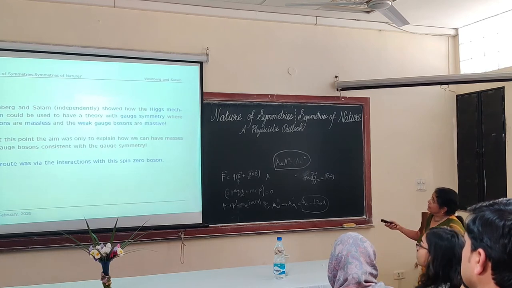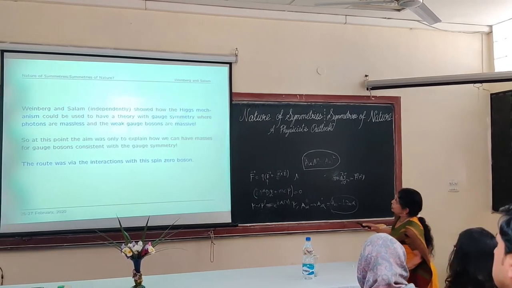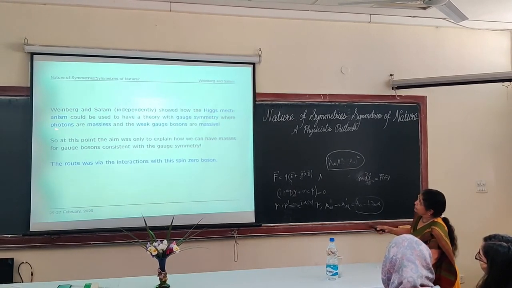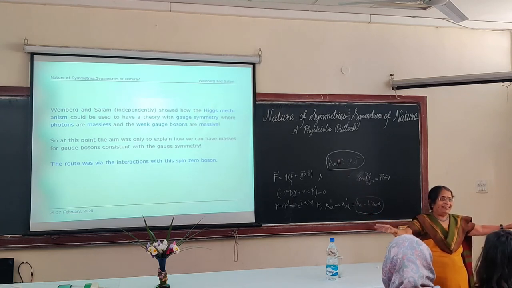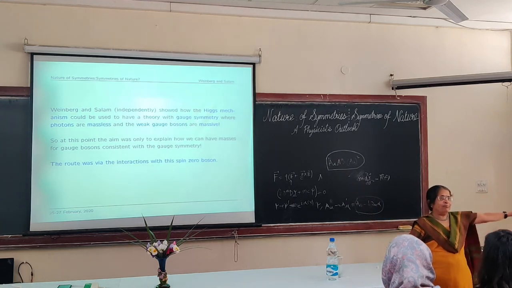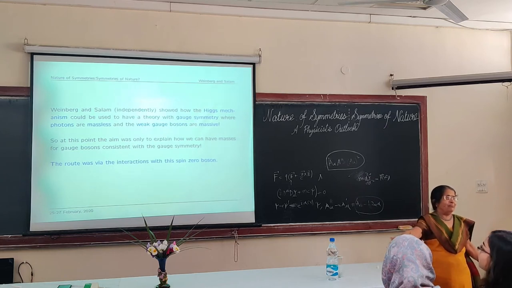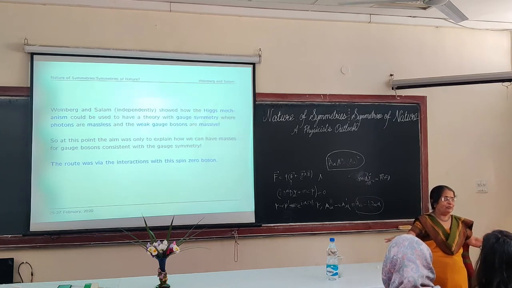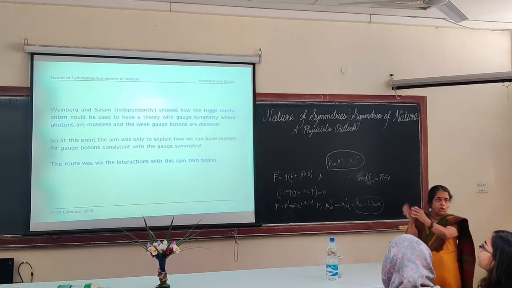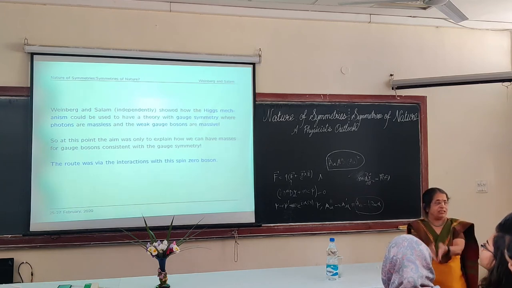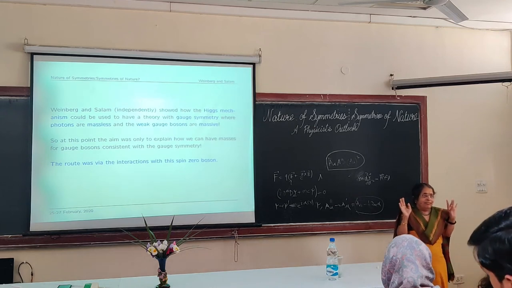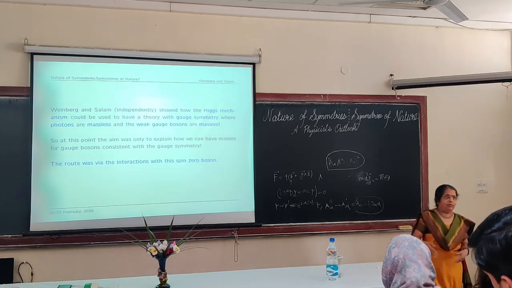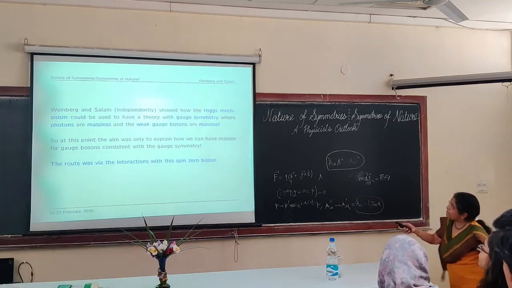Alright. And Weinberg and Salam then independently showed that this can be used to have a theory with gauge symmetry where photons are massless and the weak gauge bosons are massive. Because this is what the experiments have told me. Experiments have told me photons are massless. I have a 1 by r potential. W and Z bosons are massive. At the same time, they have an SU(2) symmetry. All this is known to me by experiments. And these people showed us how they can use the Higgs mechanism to construct a theory where this is satisfied. So that now you can understand, so to speak, why this is so. Because symmetry is broken spontaneously.